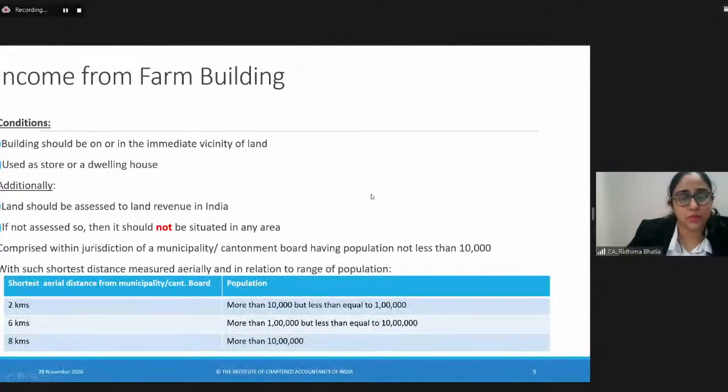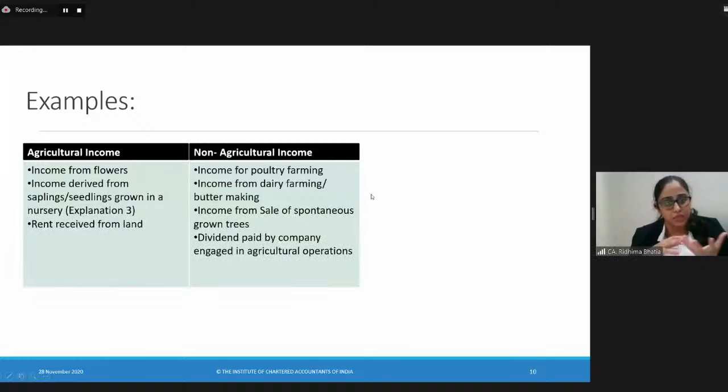So some examples on the discussion. Income from flowers is my agricultural income, but income from poultry farming, income from dairy farming, butter making, all of these are not my agricultural income. Income from saplings, seedlings grown in nursery, which we have discussed as per explanation 3, is my agricultural income. Rent received from land is my agricultural income. But on the other hand, sale of spontaneous grown trees is not my agricultural income. Dividend paid by a company engaged in agriculture operations is not my agricultural income. Any doubts up till now, students?